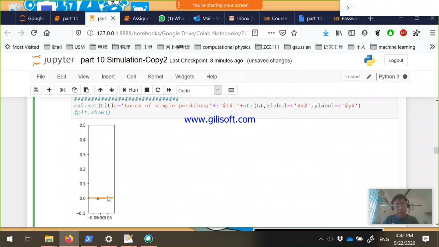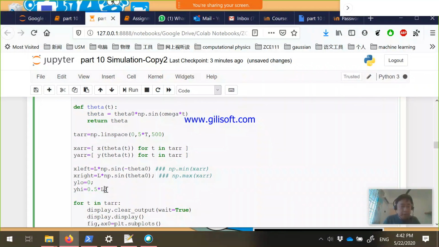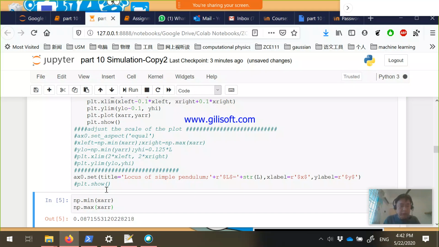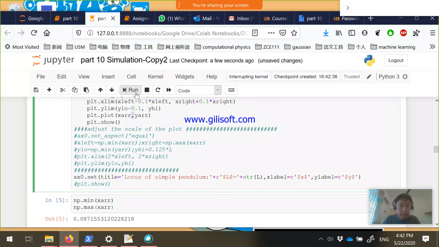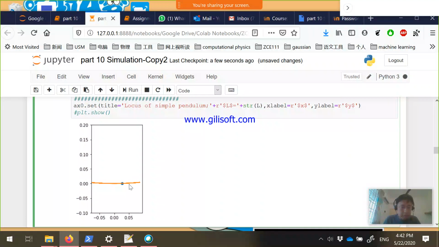If you want the curvature to look really curved, then you have to zoom in further. Instead of plotting the length to be 0.5L, you need it to be smaller, say just 0.2L will do. Then you interrupt it and run it. So now it looks much better, right? The curve looks more curved than previously.